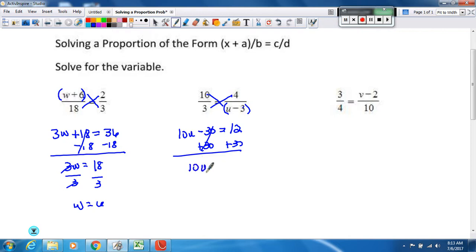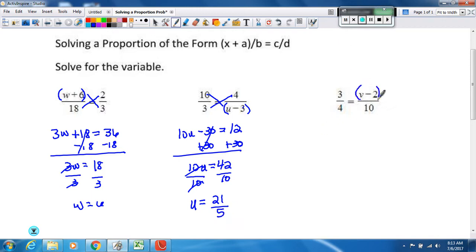10u equals 42. Divide both sides by 10. 42 over 10, you can cut those both in half because they're both even. So half of 42 is 21, and half of 10 is 5. So your answer for this one is 21 over 5.